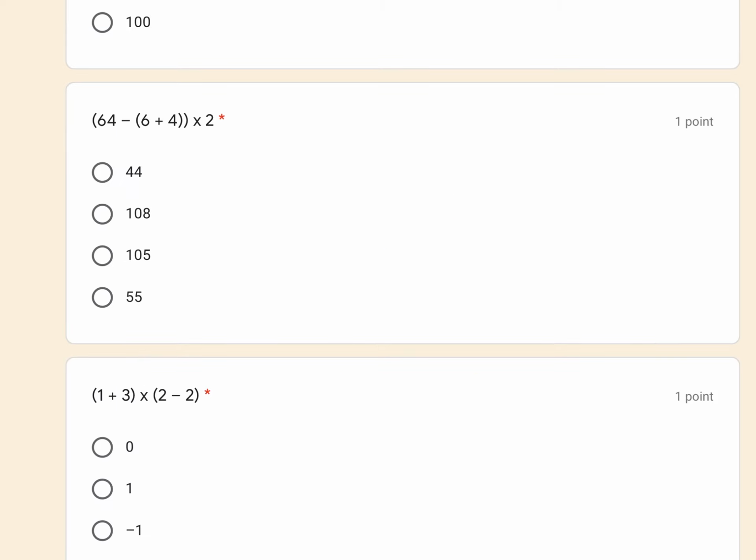Next question is 64 minus 6 plus 4 into 2, and we have B, O, D or M, A or S. So first we need to solve the things that are in bracket. So in this bracket we need to solve. In that bracket again we have a secondary bracket which needs to be addressed first. So 6 plus 4 is first.